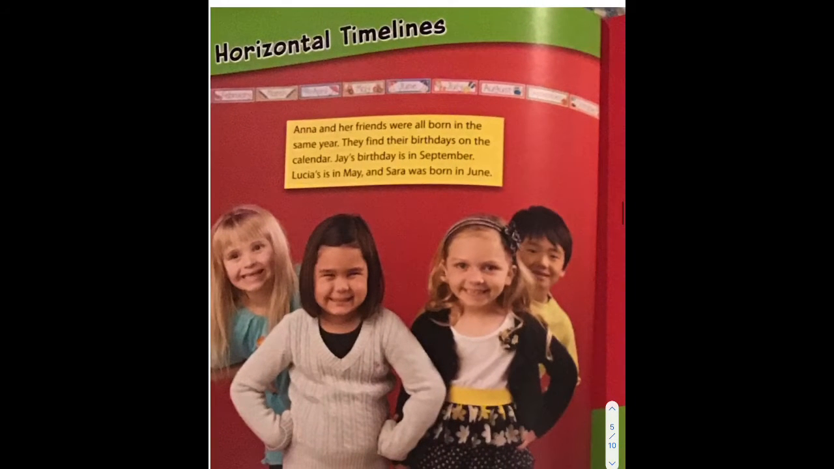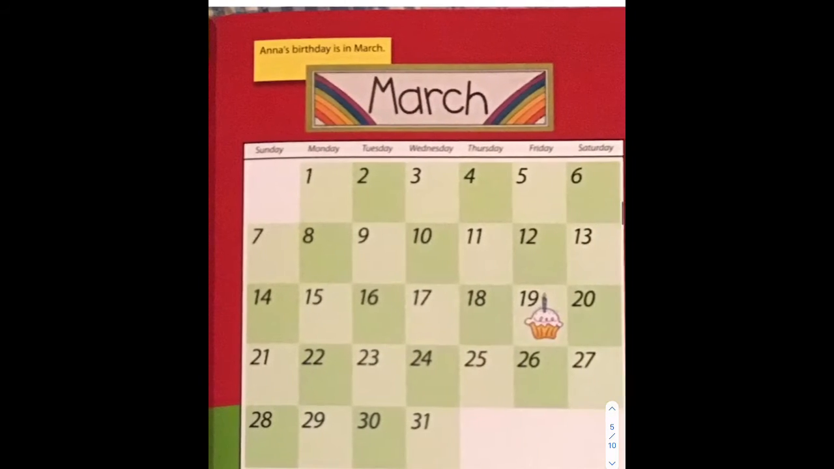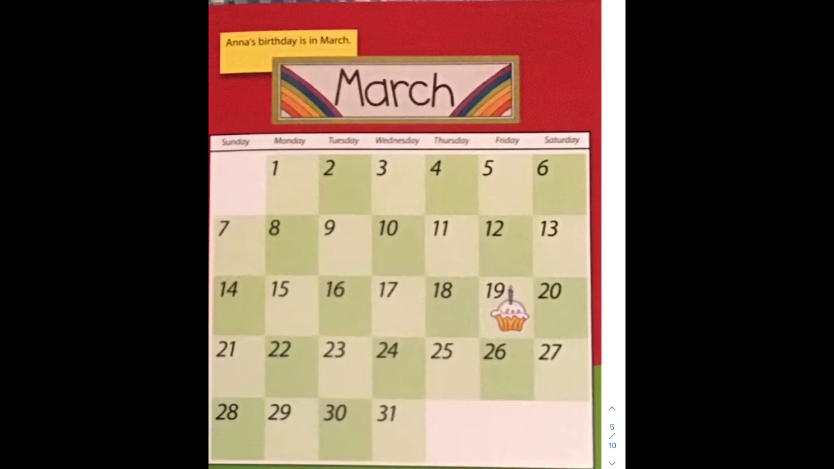Horizontal timelines. Anna and her friends were all born in the same year. They find their birthdays on the calendar. Jay's birthday is in September, Lucia's is in May, and Sarah was born in June. Anna's birthday is in March.